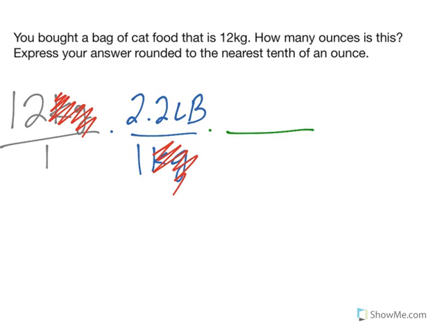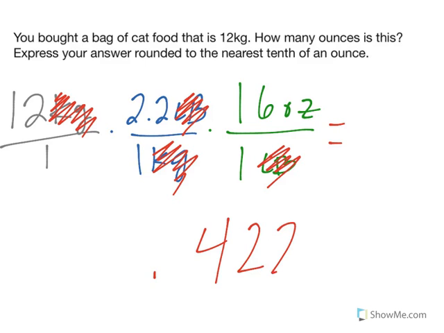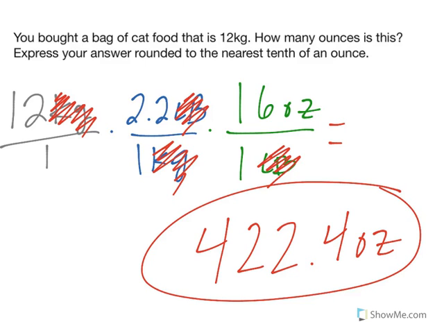And then hopefully you recognize that 1 pound is 16 ounces. So, all right, that's not too bad. That makes my pounds go away. And now, since everything's in the top, I don't have to divide by anything because I only have ones in the denominator. So I multiply across the top, 12 times 2.2 times 16. And to the nearest tenth, I have an answer of 422.4 ounces.